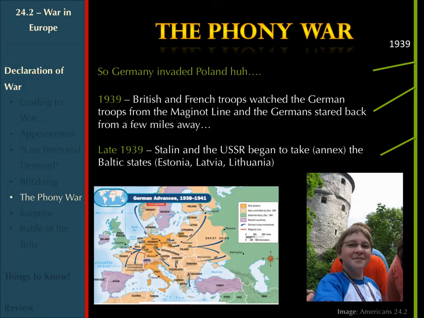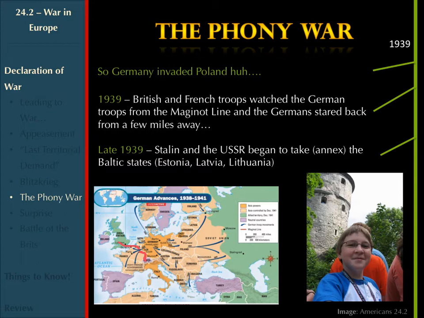So, Germany invaded Poland, huh? What happens next? Well, we know that the British and the French troops declare war on Germany, and so what Britain and France do is send their troops along the border here, this Maginot Line, this red line right here across the border, and the troops just sit there for a couple months. The German troops stare at the British and the French. Nothing really happens, and that's why it was called a phony war at first, because people thought nothing was going to happen in this war.